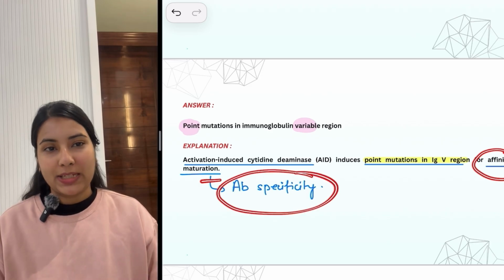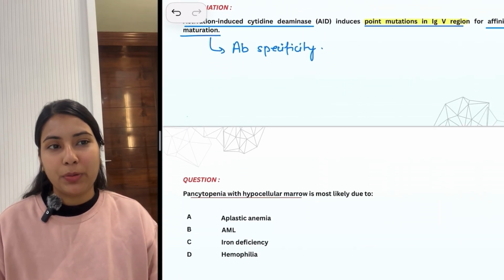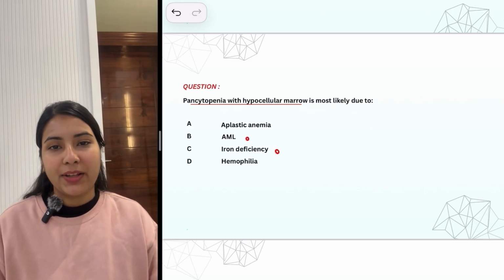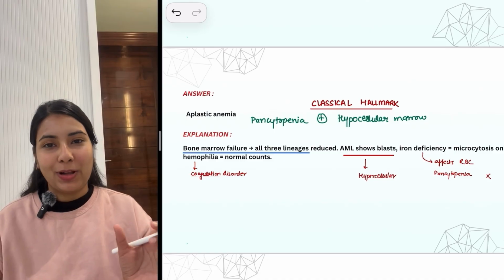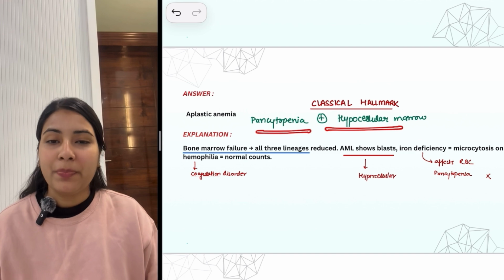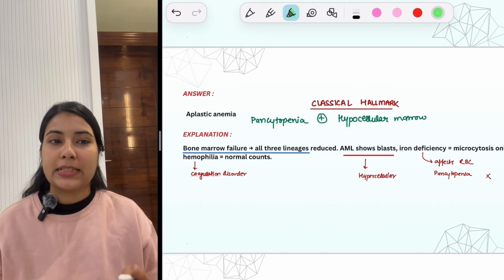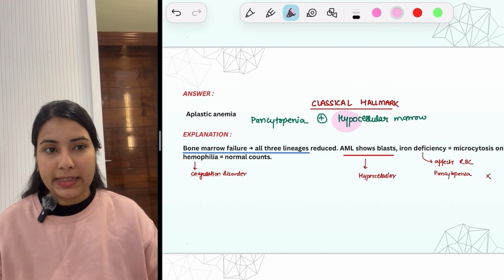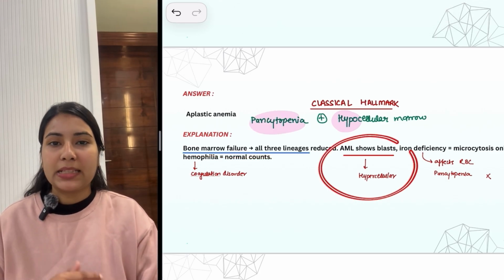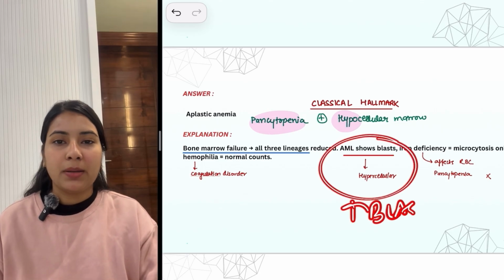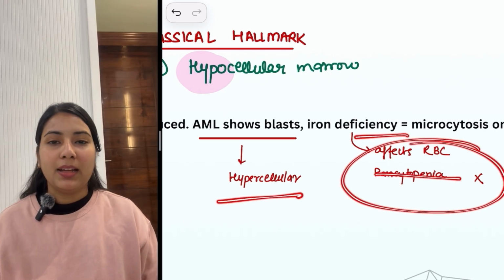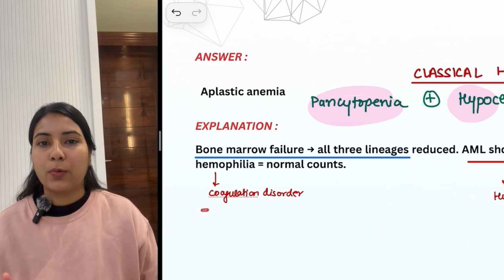Now moving on to the next question. Pancytopenia with hypocellular bone marrow is likely due to. Your options are aplastic anemia, AML, iron deficiency and hemophilia. This is the classical hallmark for aplastic anemia, that is you have pancytopenia with hypocellular marrow because there is a bone marrow failure which results in decreased cells of all the three lineages. In AML you will see hypercellular marrow because there will be increased number of blasts, and in iron deficiency anemia there would be no pancytopenia because it affects only your red blood cells, and hemophilia is a coagulation disorder, so the cell count is normal.